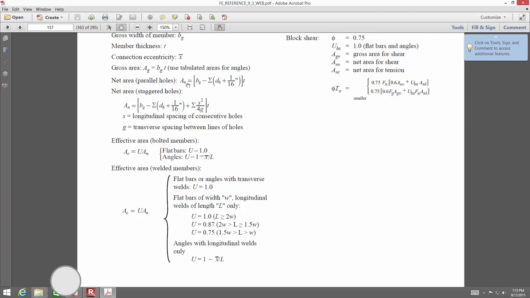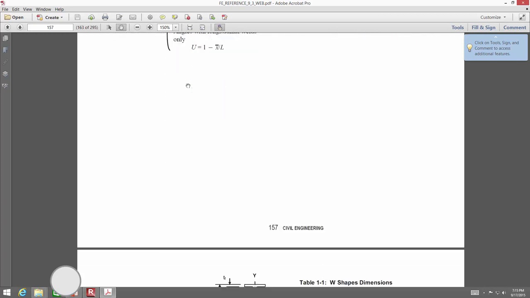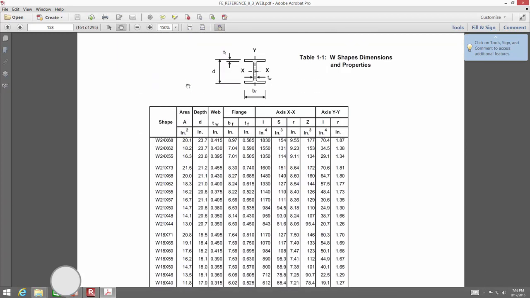The reason I say that is because if you look at the next page, you've got properties of wide flange sections, so you've got W shapes. If I take a W21 by 44, what's the 21 mean? 21 inches in nominal depth. It's about 21 inches deep. It's not exactly 21 inches deep. Nominal depth. What's the 44 mean?